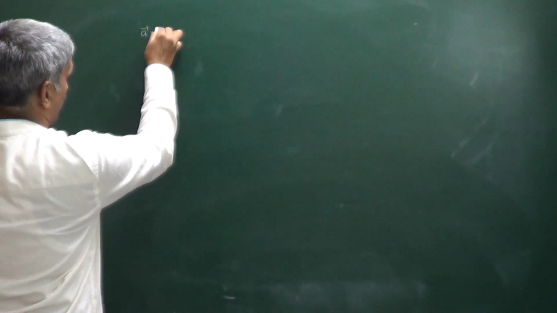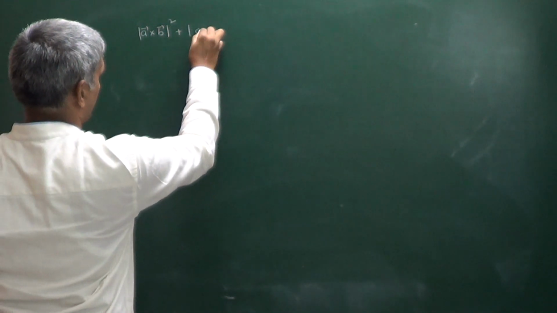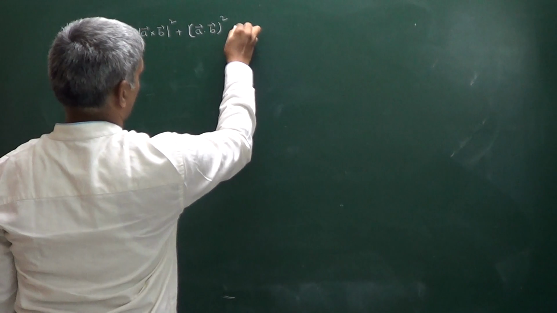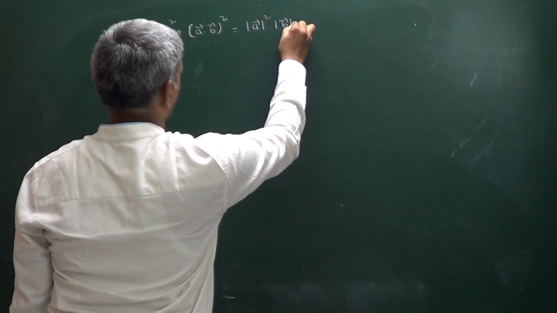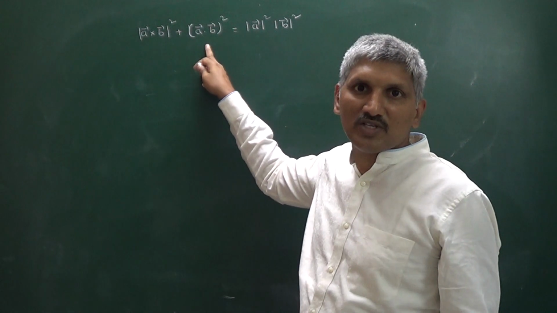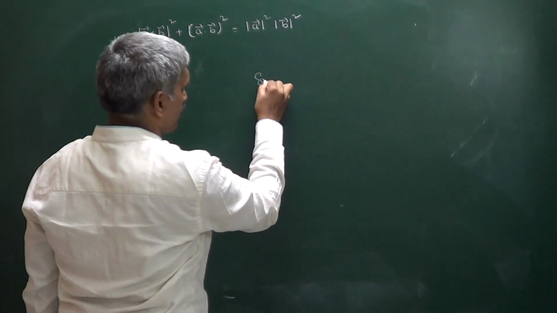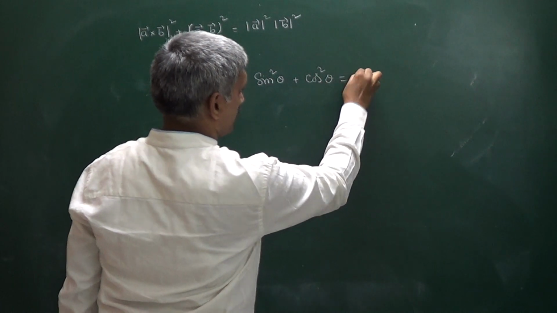So another question you can see here. The question is given like this, which we will call magnitude of A bar cross B bar whole square plus magnitude of A bar dot B bar whole square is equal to mod A bar whole square mod B bar whole square. That is nothing but cos square theta plus sin square theta is equal to 1. Here we know that sin square theta plus cos square theta is equal to 1.